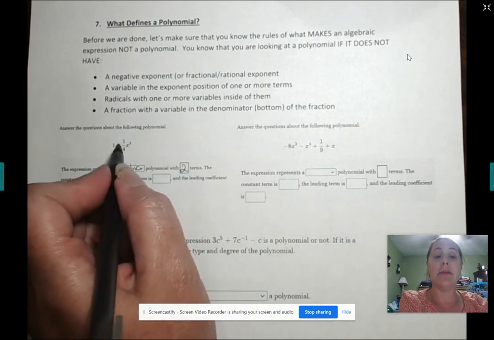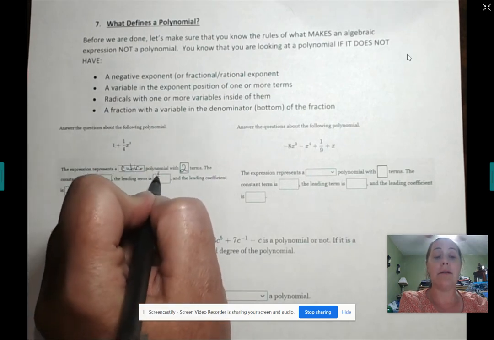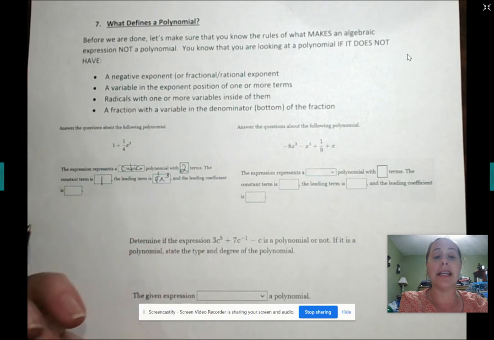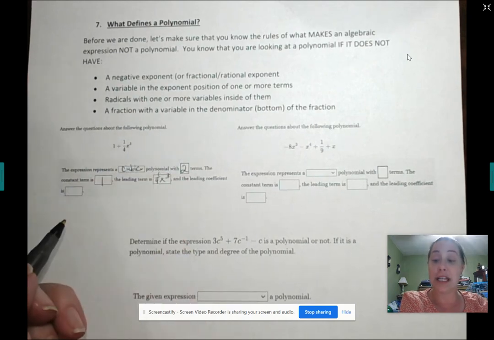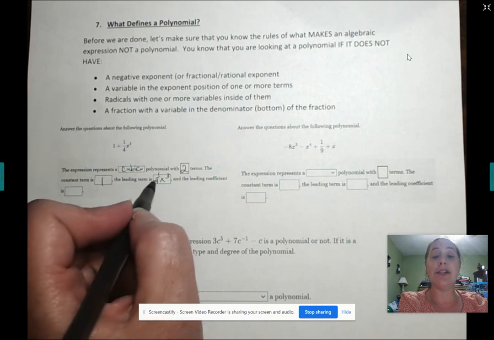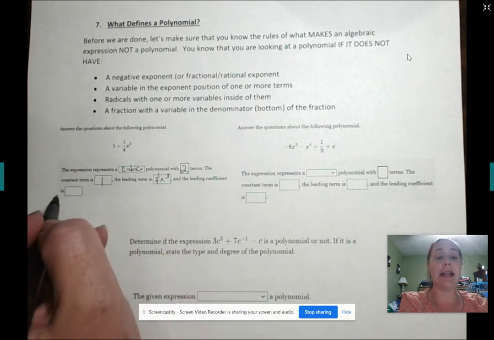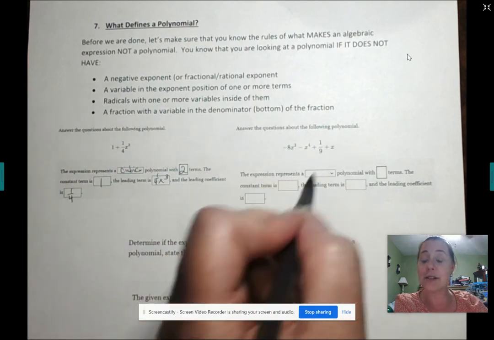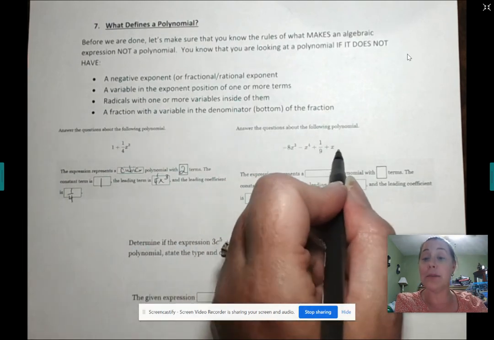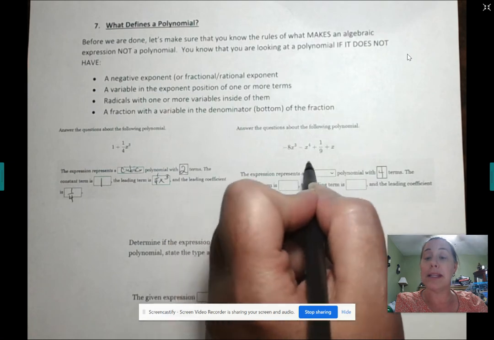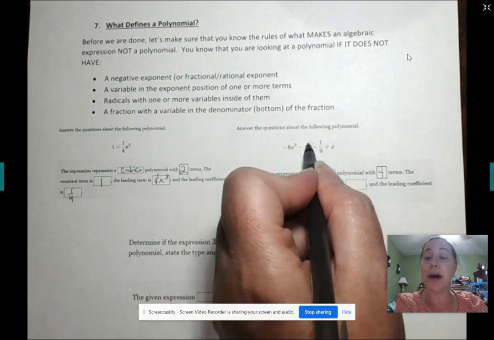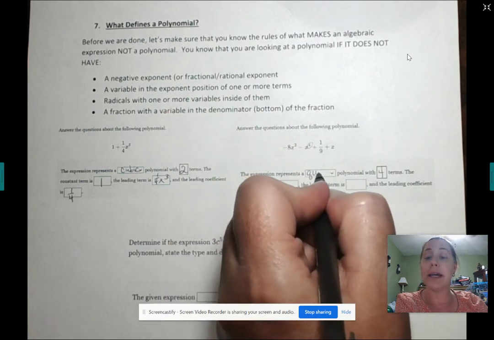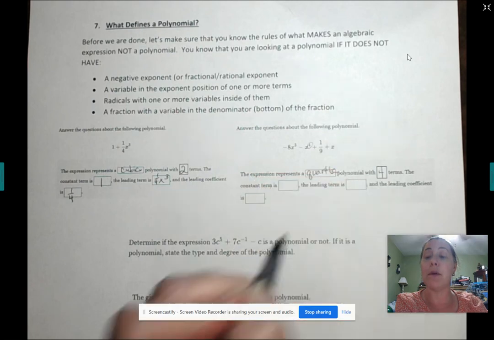The leading term, the whole thing, would be 1/4 x to the third. That is our leading term. If we rearrange this in standard form, it would be listed first. And the leading coefficient is just the number part of that leading term, so it's 1/4. Okay, if we look at this next one, I see 4 terms. What is the highest power? It's a 4th power, so that is a quartic polynomial with 4 terms.